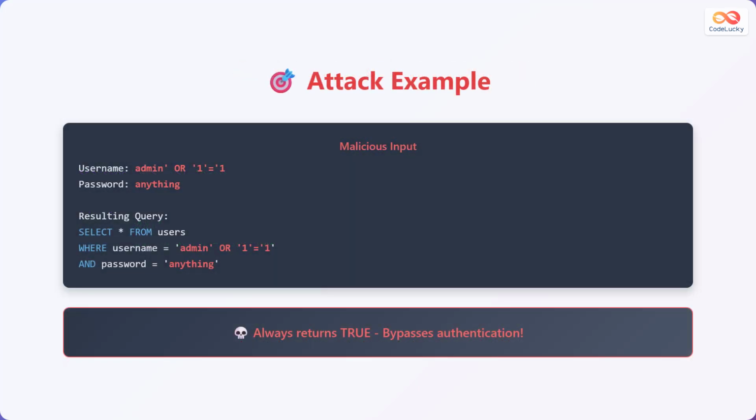Here's an example of how an SQL injection attack can be performed. If a user enters admin followed by 1 equals 1 as the username and any value for the password, the resulting query selects all data from the user's table where the username equals admin or 1 equals 1. Since 1 always equals 1, this condition always evaluates to true. This bypasses authentication, allowing an attacker to log in without the correct credentials.